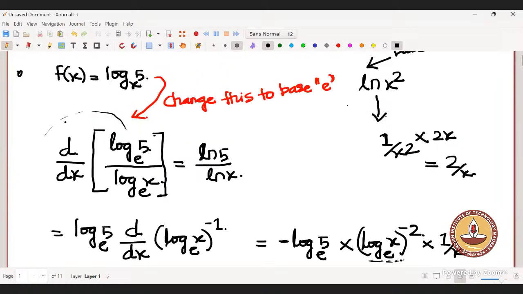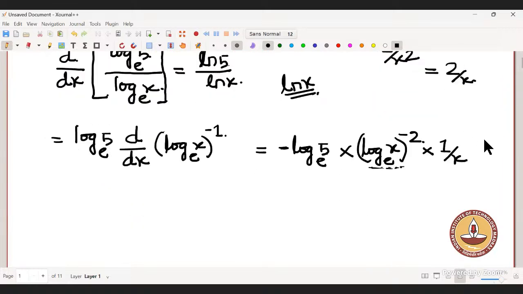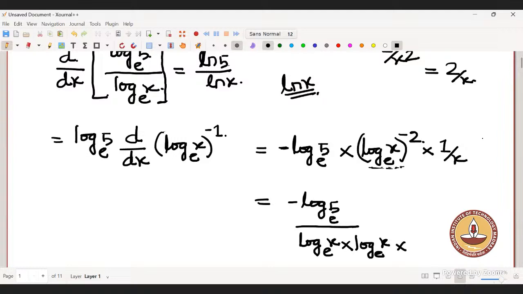What is the derivative of ln x? 1 by x, right? So if you write this, you get minus ln 5 by ln x whole square, times 1 by x, right? Now this is the answer.